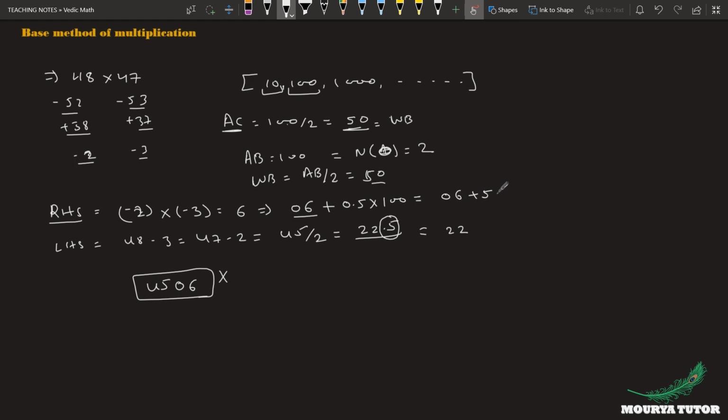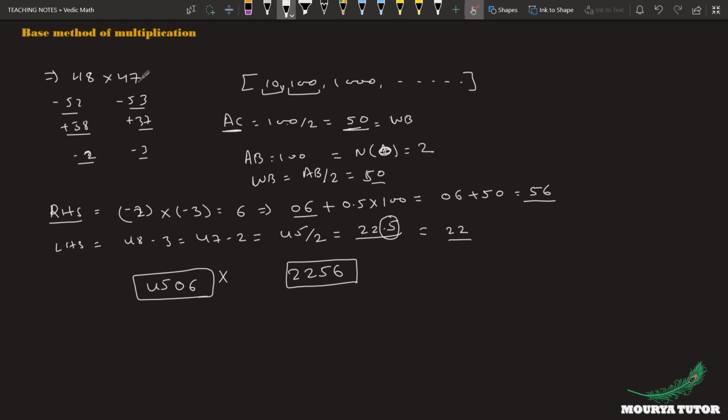06 plus 50, 56. This is the right RHS and this is the right LHS. Now you can write these two numbers together, 22 and 56. This is the correct multiplication answer of these two numbers, right?